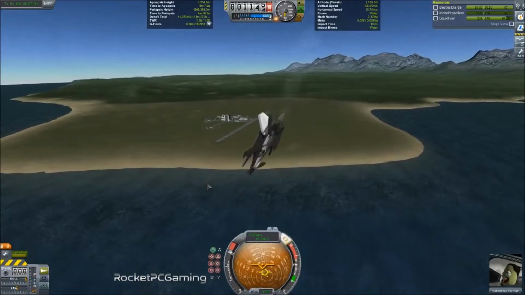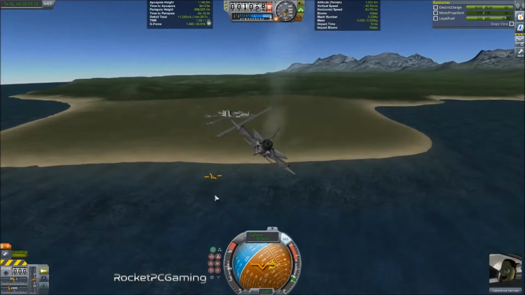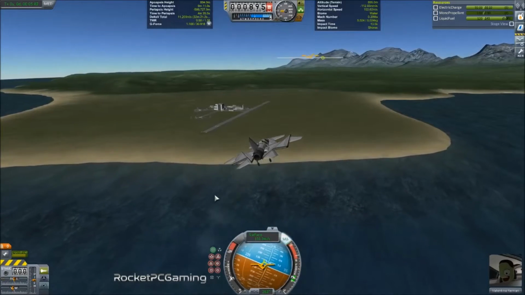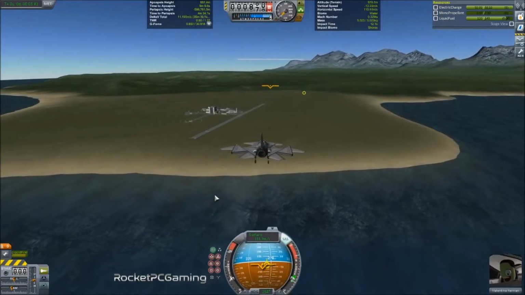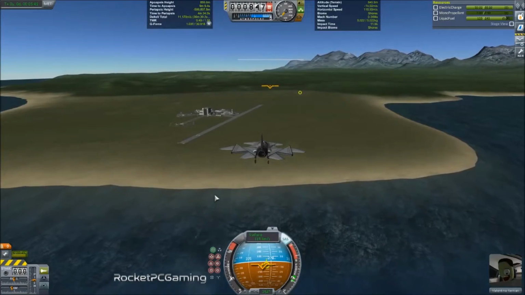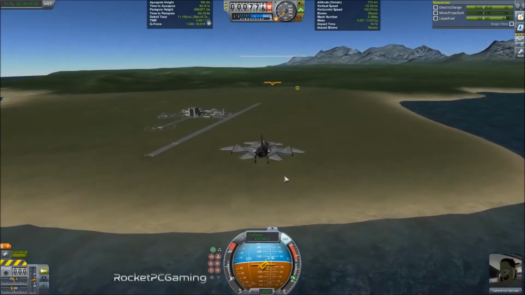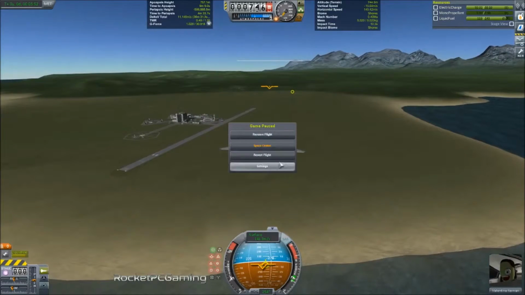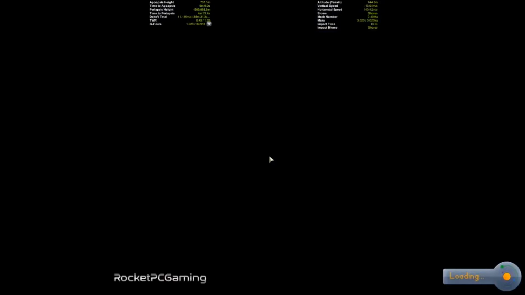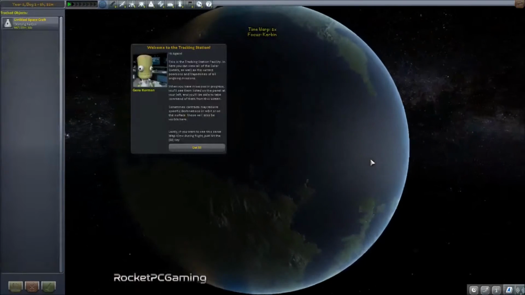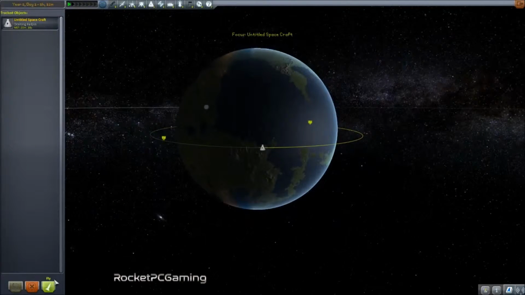Alright, so I am going to bring this back in for a landing, and then we are going to jump out to Jebediah, who's in space, who's going to demonstrate other things about the NavBall. So actually, to make this faster, I'm just going to go ahead and revert flight. And we'll jump to the tracking station. And we're going to jump out to Mr. Jebediah, who's in space.